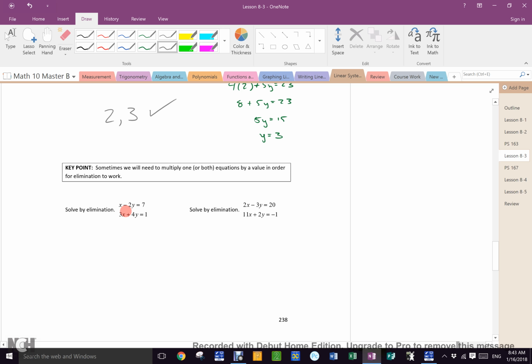No. Why? Because there's no coefficients that are the same, correct? With opposite signs. How could I make them be the same with opposite signs? What could I multiply one of those by? If I multiply the top one by 2, then I'm going to get 2x minus 4y equals 14, correct? And what do you see right there?